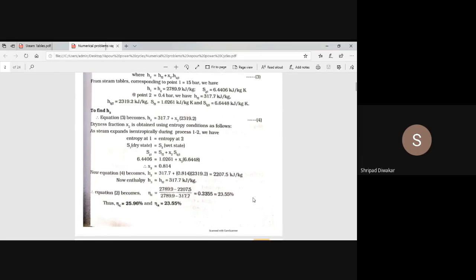As I said, the Carnot cycle is the ideal cycle and will give the maximum efficiency. That is not possible in a practical case. It is only used as a standard cycle to compare with other cycles. Here we compared the two cycles, Rankine cycle and Carnot cycle. The Rankine cycle has the lower efficiency of 23.55 percent and the Carnot cycle has an efficiency of 25.96 percent. This is how to solve Rankine cycle problems. Now I'll solve one more similar problem.